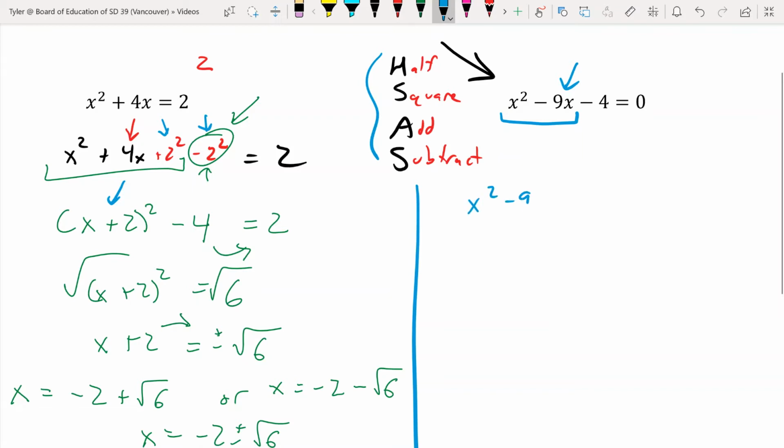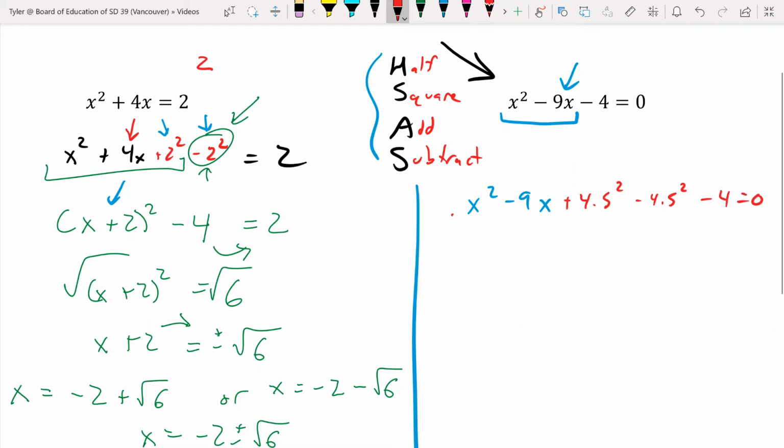So x squared minus 9x. Then I'm going to half of -9. You can decide to do decimals or fractions. It's up to you. If it's going to be an improper, like a decimal that doesn't terminate, you might want to leave it as a fraction. This one's going to be 4.5, so it's not as bad. So I'm going to add 4.5 squared and subtract 4.5 squared. Okay? Then I got my -4 equals 0.